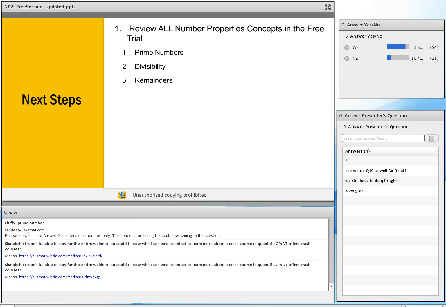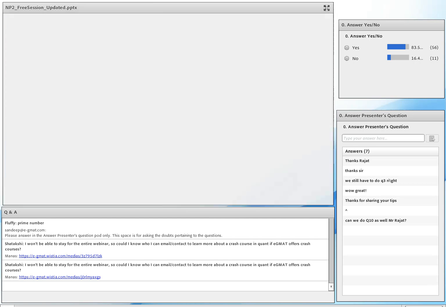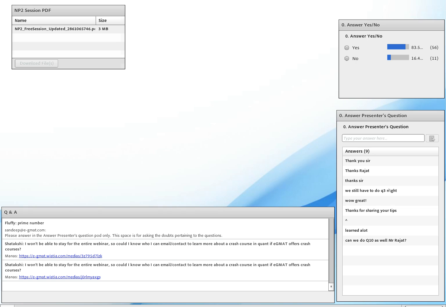Then as next steps, log into the free trial, solve these concepts, and solve the practice question. There are a few additional questions in the PDF as well, and then you can also solve a few questions in Scholarium. Okay. I'm going to give you the PDF, guys. The PDF is fairly self-explanatory. So that's something that you can do.